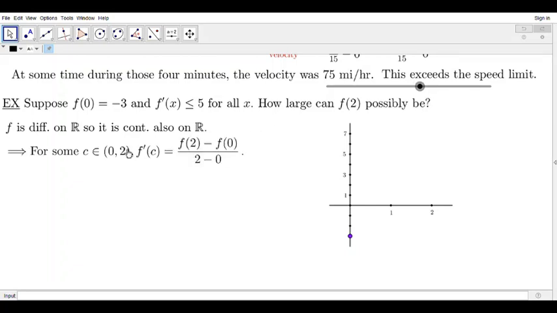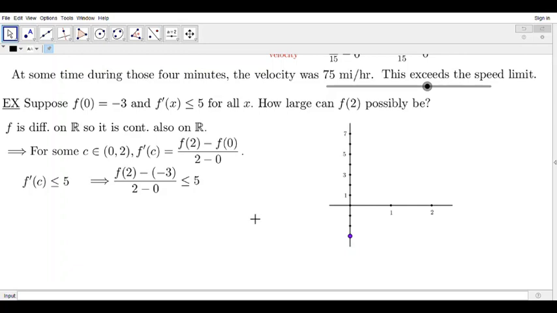f is continuous not just on R but on the closed interval [0, 2], and f is differentiable on the open interval (0, 2). Therefore, conclusion: there is some number c in the open interval (0, 2) such that f prime of c is equal to this, f of 2 minus f of 0 divided by 2 minus 0. Well, c is a number, and this left side involves f prime of c. Then we get to use this condition that consequently f prime of c is less than or equal to 5. But f prime of c is this fraction, and therefore this fraction is less than or equal to 5.